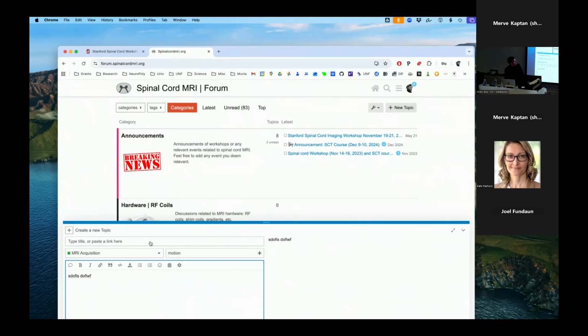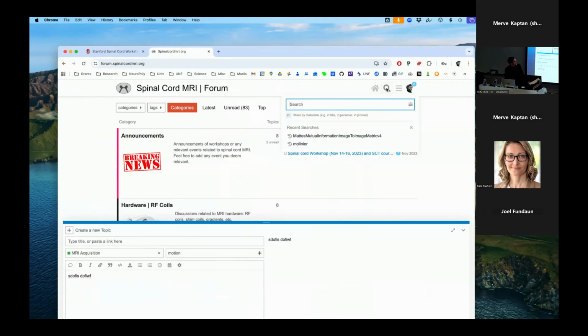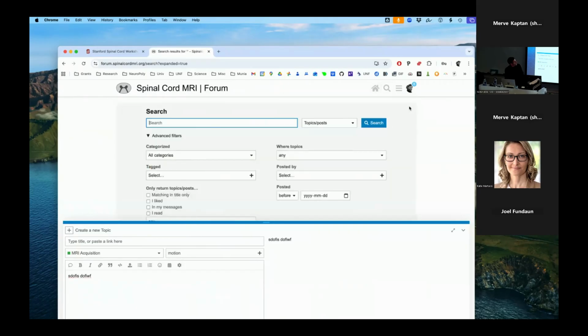And then the search function would be here, right? And the search function would use those tags. You can search with metadata, you can search with tags, you can search within particular categories and so on.